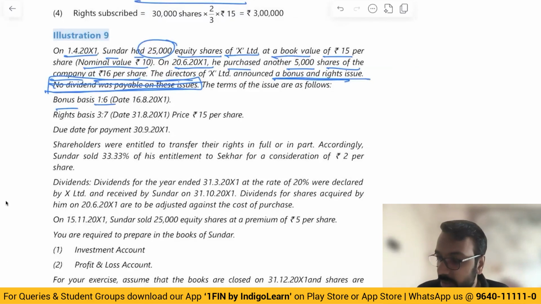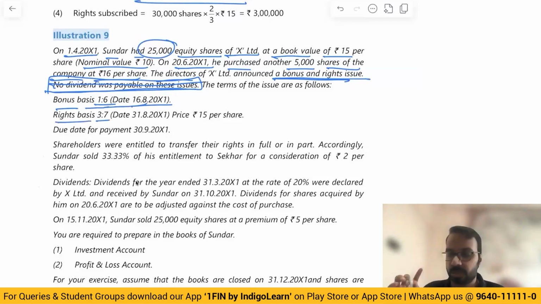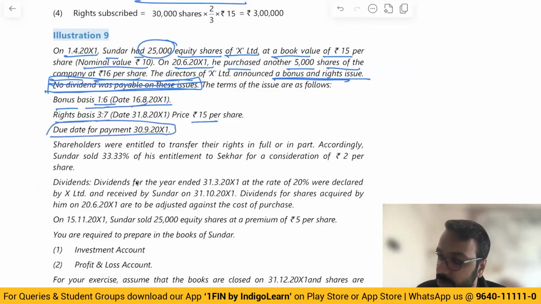Bonus issue 1:6. Date is 16th August. So first you will do the bonus issue. First you will give the impact of the bonus issue. Then rights basis 3:7. The structure is the same. 15 per share. Due date for payment 30th of September. Shareholders were entitled to transfer the rights in full. Accordingly, Sundar sold 1/3 of his entitlement to Sekar for consideration of the same.